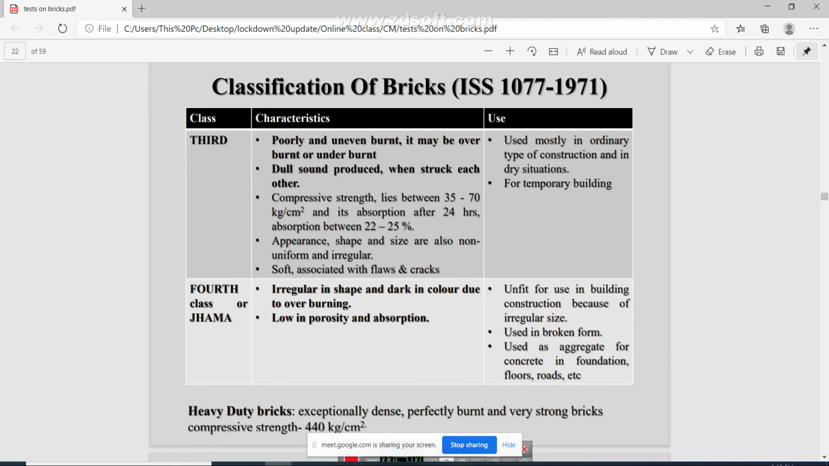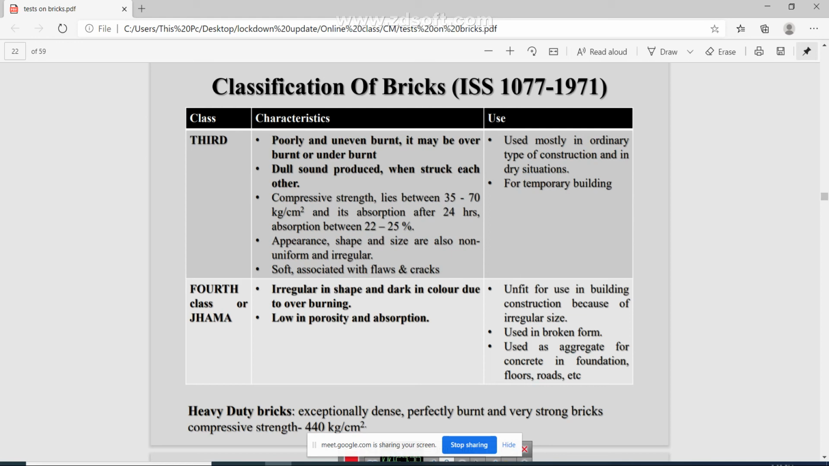Now comes the next class of brick, that is the third class brick. Third class brick means the bricks are poorly and not evenly burnt. It may be overburnt or underburnt. When you are taking two bricks and striking them against each other, the sound produced will be dull.